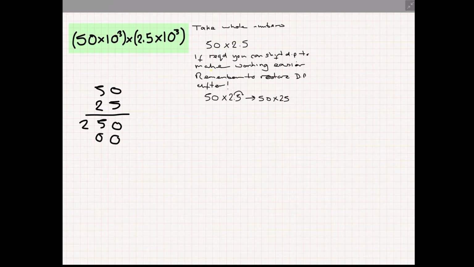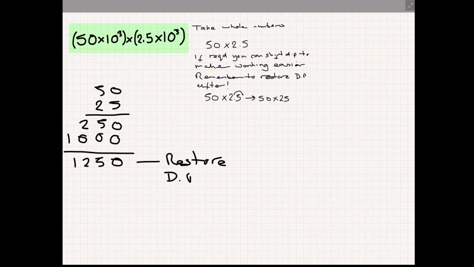50 times 25, and that will give us 1250, and then we restore the decimal place so that it is moved one place to the left to compensate, and therefore that gives us a value of 125.